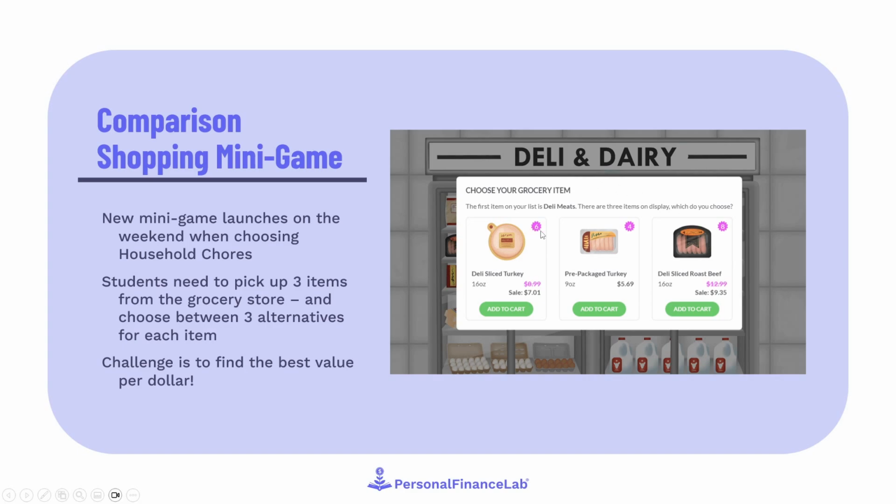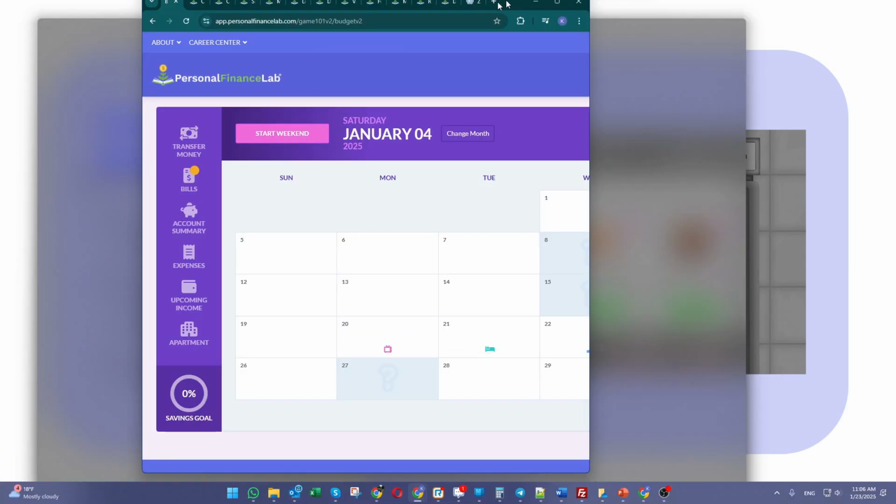Each of these items has a quality score, which is basically how good do I think this is. It has a quantity of how much is in each package that I'm buying, and it has a price, which may or may not be on sale. So you can see 2 of these items are on sale, one of them is just the regular list price. And so the student's challenge is to figure out which of these is giving me the best bang for my buck. So let me pull up the budget game here.